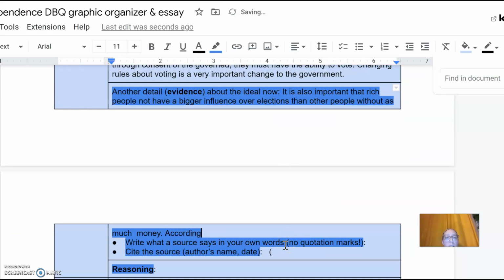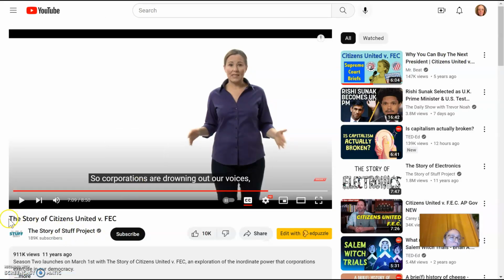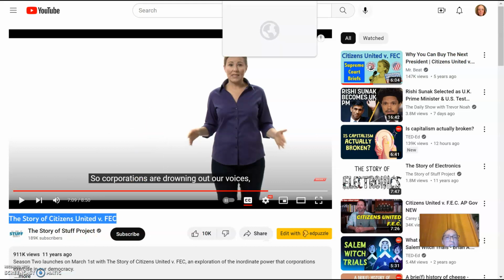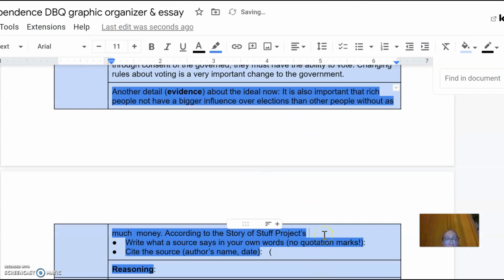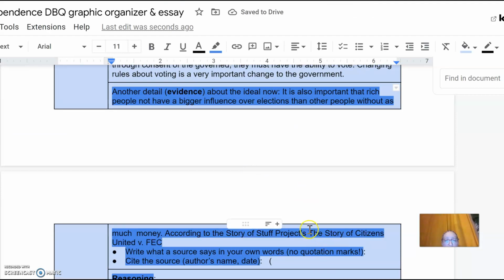So according to the Story of Stuff Project, let's see, I need to cite the name of it. The Story of Citizens United versus FEC. Or I could just say, well, yeah, I'll leave it like that. All right, so I could say, now that's the title of something, so I'm going to put it in italics. So the Story of Citizens United versus FEC. And I have the title there.